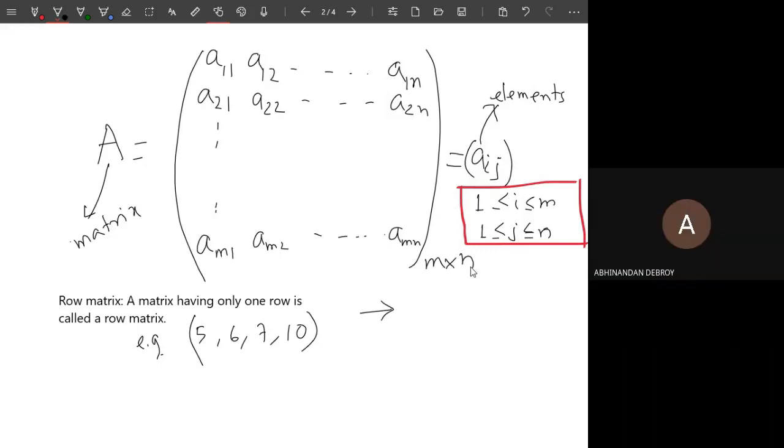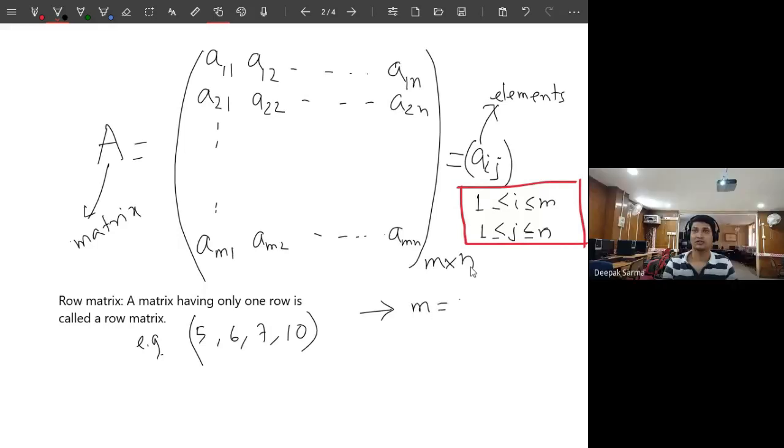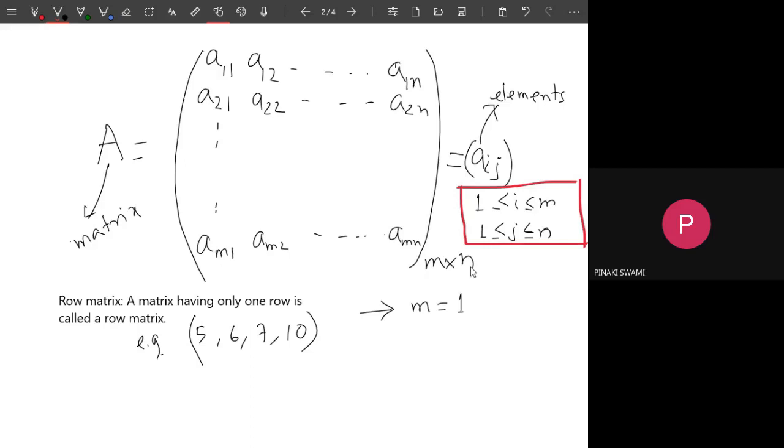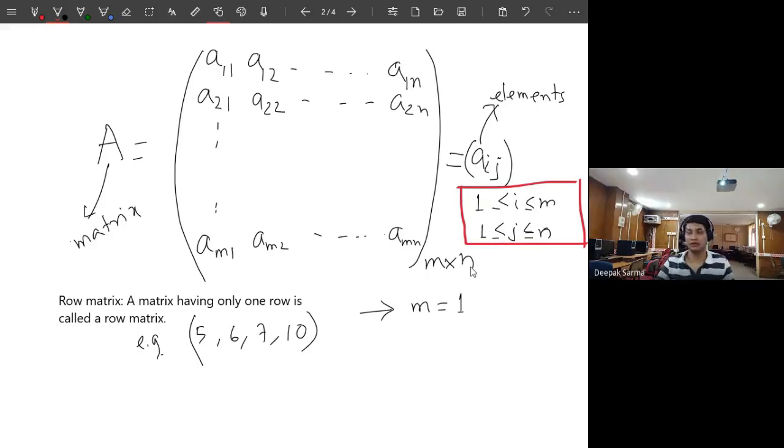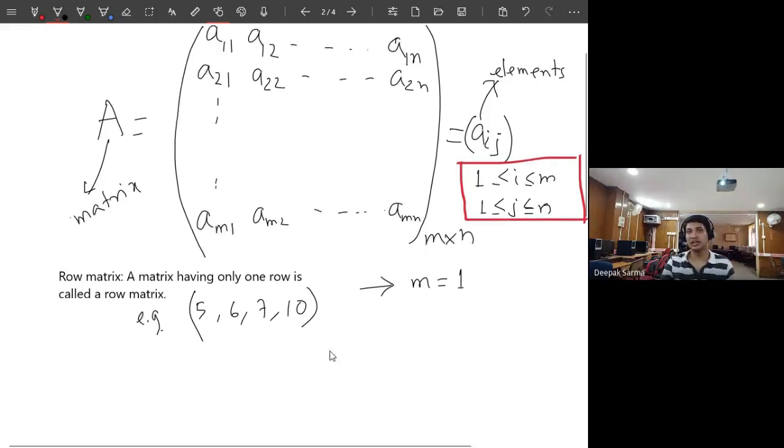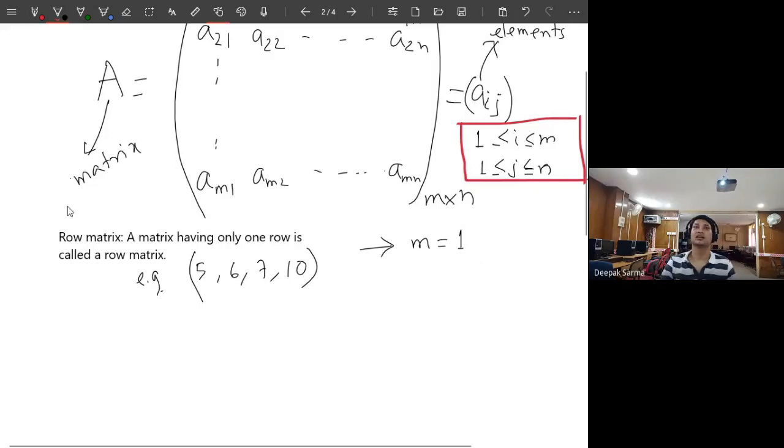A, 1 cross N, whatever you can write. Can you write this variable this way? M equal to 1. If M is equal to 1, that's enough. Whatever the value of N, we need not bother. If M is equal to 1, then it is a row matrix. Is it clear?